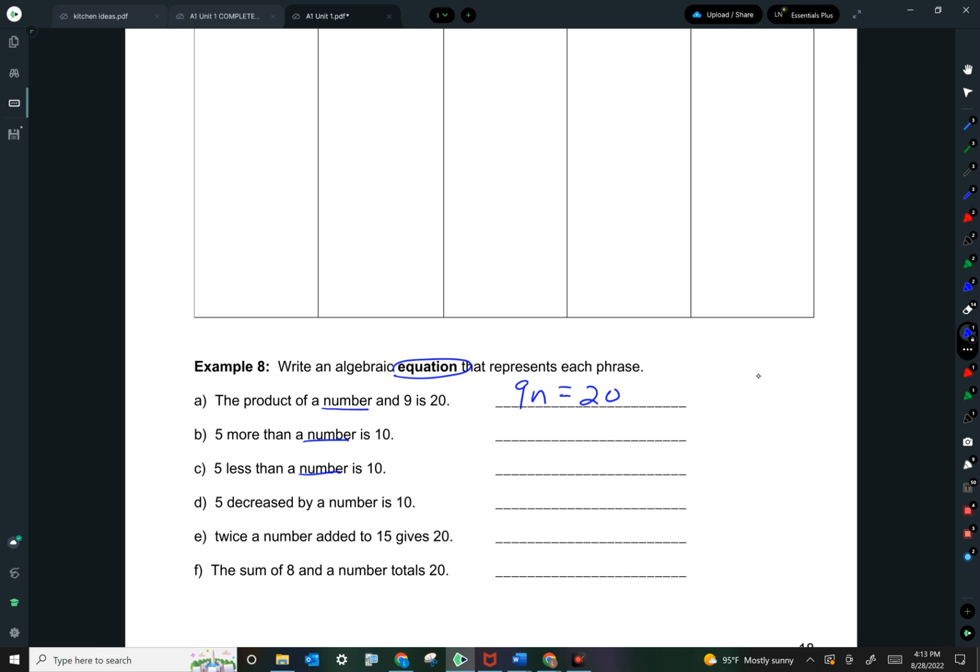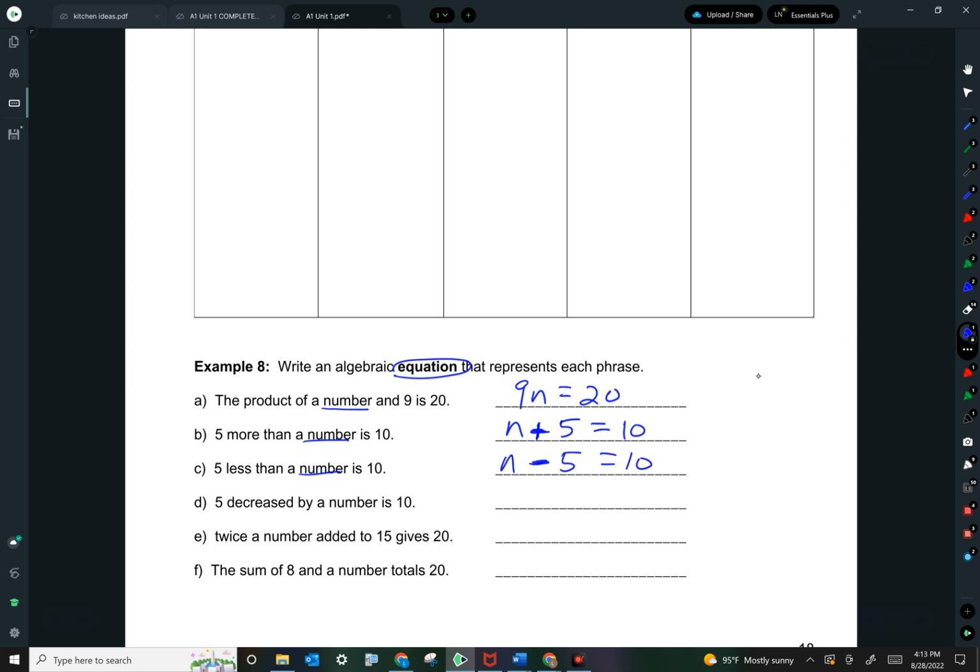5 more than a number. So we're adding a number and 5. It doesn't matter if you say n plus 5 or 5 plus n, because if it's addition, the order doesn't matter. So when I add them, it is 10. Now I know less than means subtraction, but on subtraction the order does matter. So when we say 5 less than a number, that would mean n minus 5. Okay, so 5 less than a number is 10.